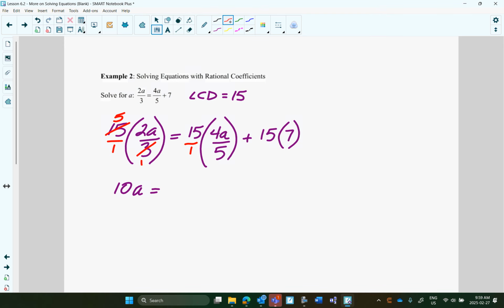What can I reduce this to? 3 over 1. So this whole thing becomes 12a plus 15 times 7, 105. So there you got it.